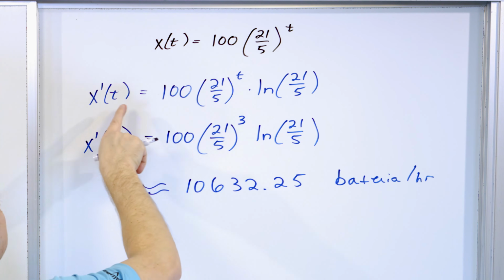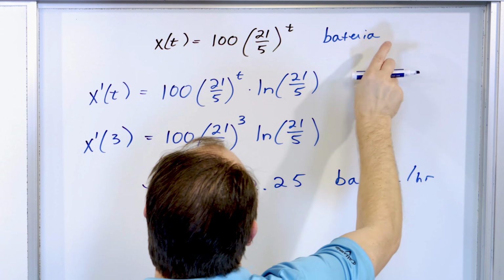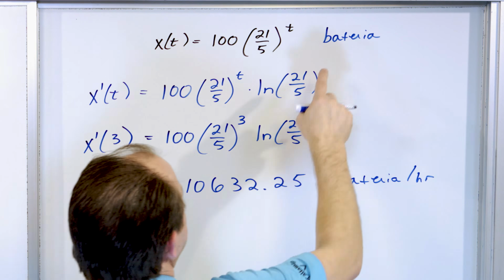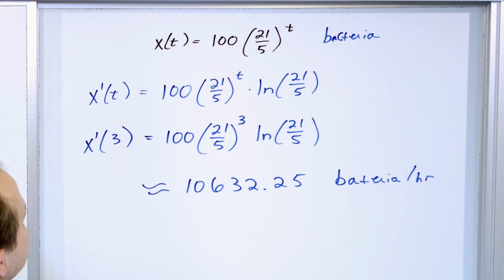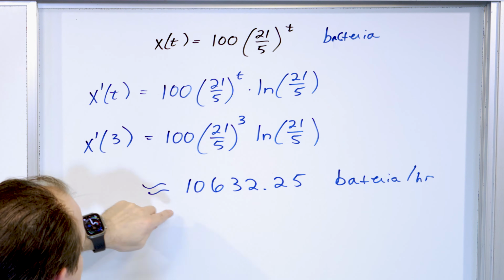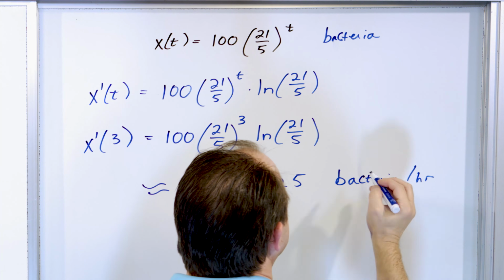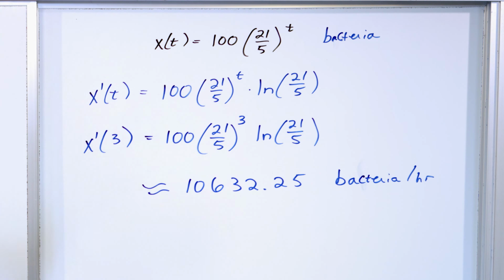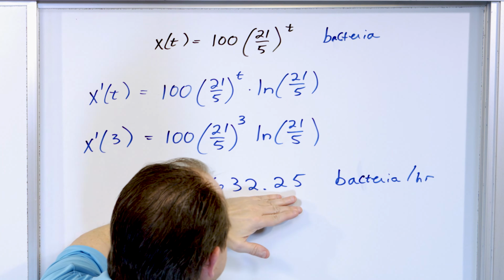Because over here, this was just bacteria, because this is the population size. I can't even spell right, bacteria, right? Here, and when we take the derivative with respect to time, we're getting bacteria per hour. So this is the growth rate at this moment in time. That's how many bacteria are increasing per hour at this time.